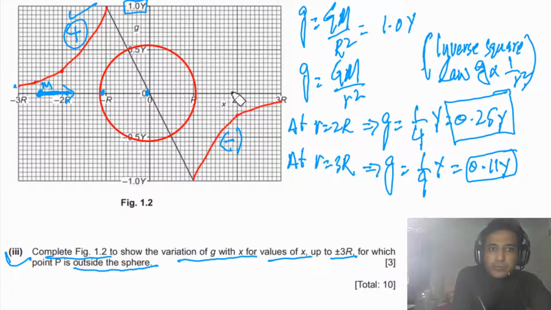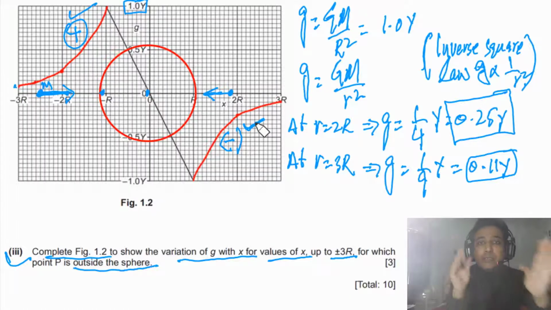And here if we place a mass, the force on this one will be to the left, and by convention to the left we take as negative. That's the reason the value of g is negative in this region. So that's the reason we have a positive value of g here and a negative value of g here. It's just direction. g is a vector quantity.